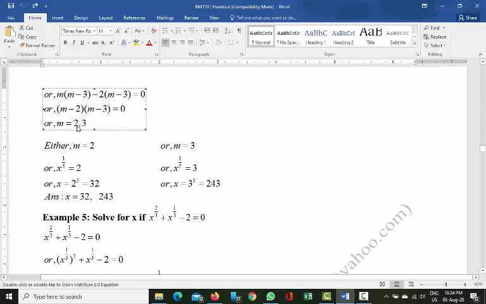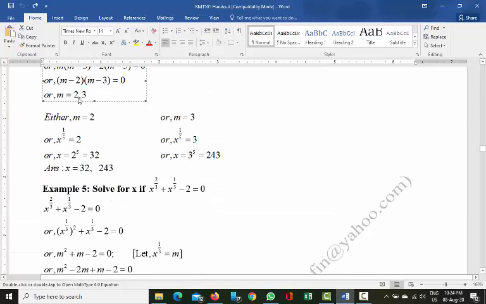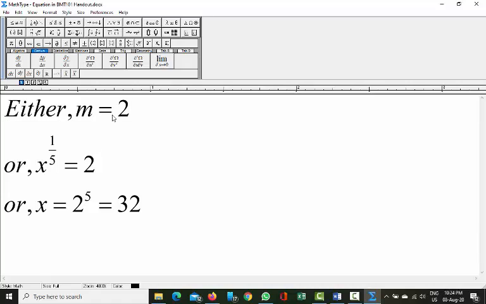As I said before, you will get two values of m because this is a second degree equation, m square minus 5m plus 6. So you will get two values of m, which are 2 and 3. First we will take either m is equal to 2 or m is equal to 3. First we will solve this one, m is equal to 2. m means x to the power 1 by 5. We assume that x to the power 1 by 5 is equal to 2, which is equal to m.